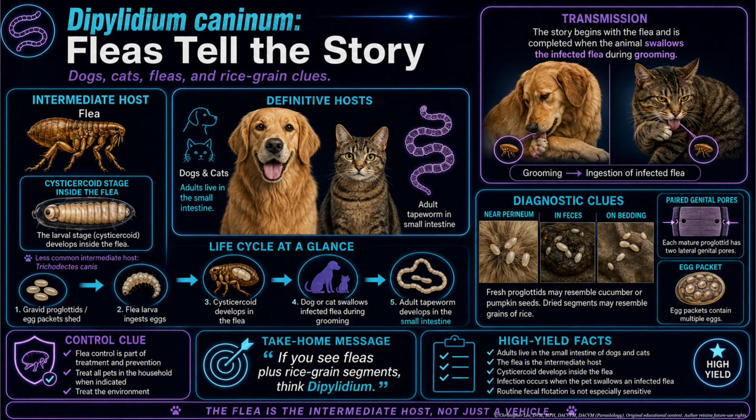We will look more closely at those structures on the next slide. Control must include flea control. Treating the adult tapeworm without addressing the intermediate host leaves the life cycle bridge open and makes reinfection easy.